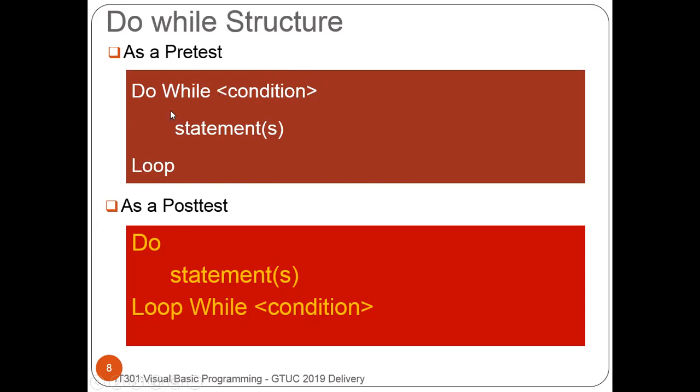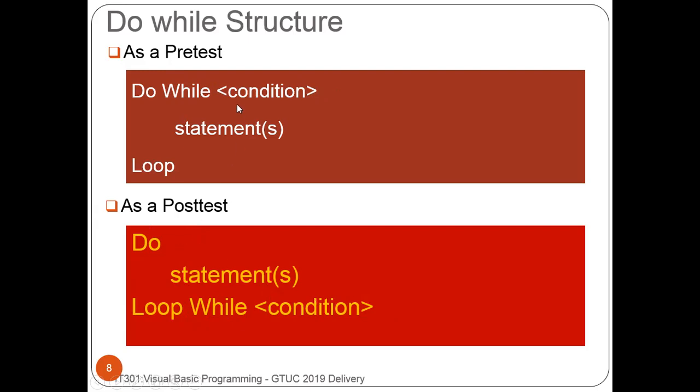Now a post-test of the same structure would bring the condition down here instead of up here. So if it is up here, as it is here, that is a pretest. If it is down here, that is a post-test. So we have do, then the statement, and then we'll come to loop, then while the condition.